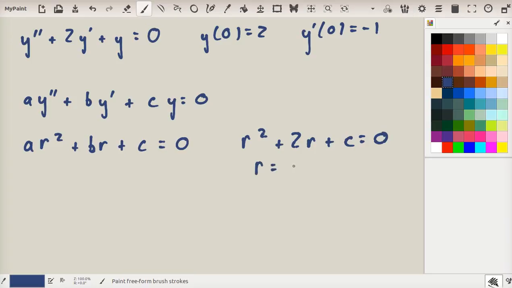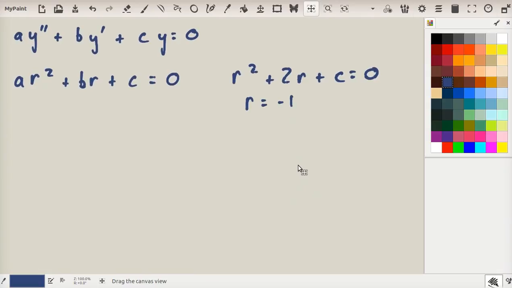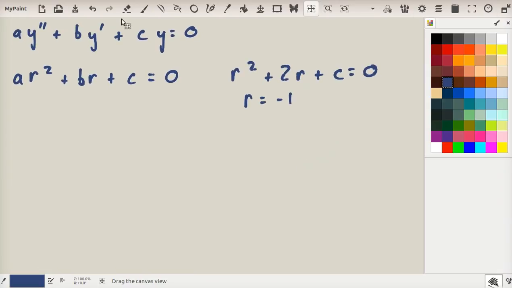And you can put that in your calculator to find that r is equal to negative 1. So we only have one root here. It's not a complex root, and we don't have two. So we need to make sure we use the formula for repeated roots.